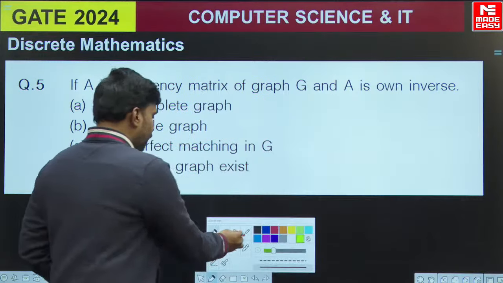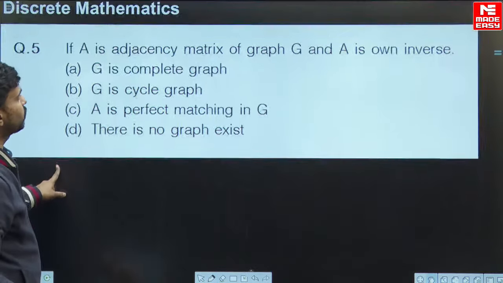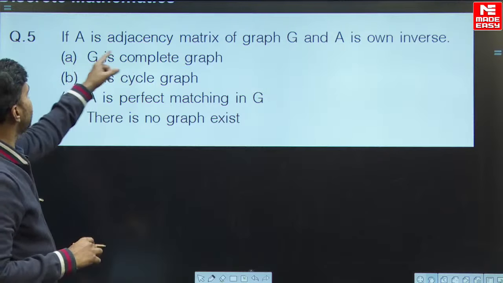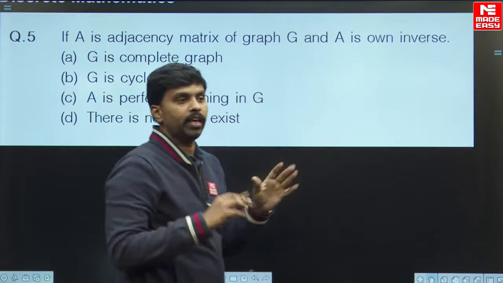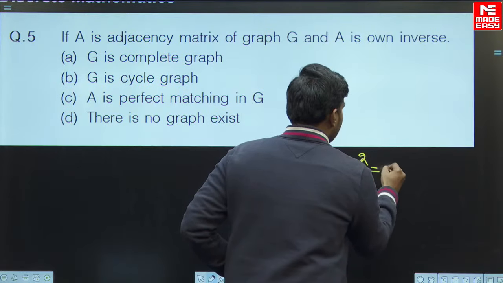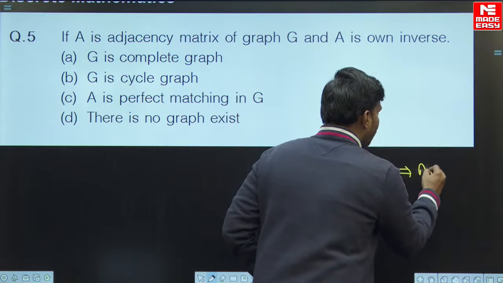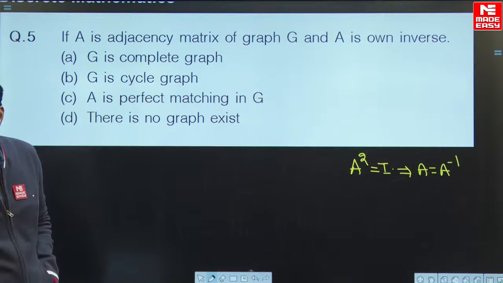Now my dear students, there is one point here as per the given data. We can say like this: if A is the adjacency matrix of the given G, then A is its own inverse. A is its own inverse means A square is equal to I, right or not? That means A is equal to A inverse.